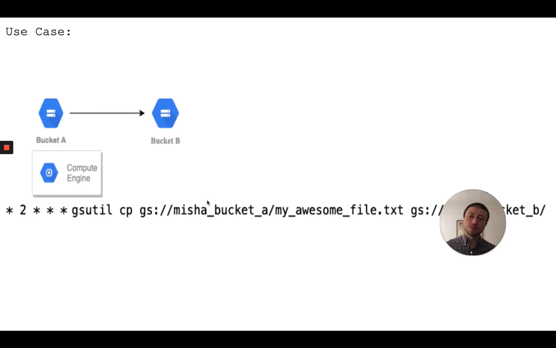Here's our use case. We have two cloud buckets, bucket A and bucket B, and we have a compute engine instance where a cron job runs, let's say, once per day, and it copies a file from bucket A to bucket B. Simple enough.